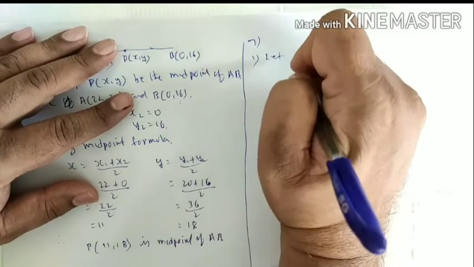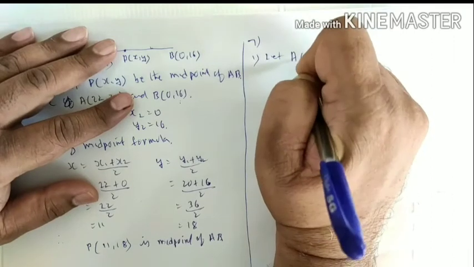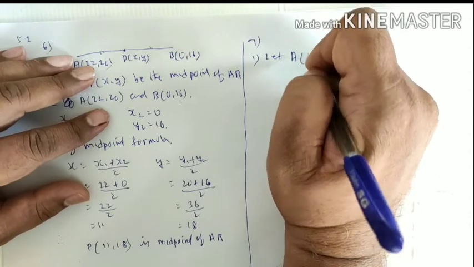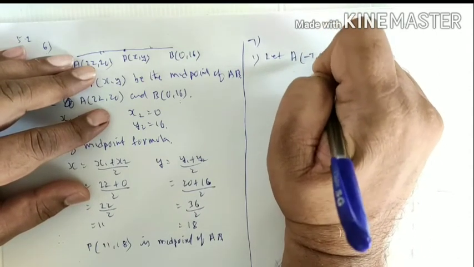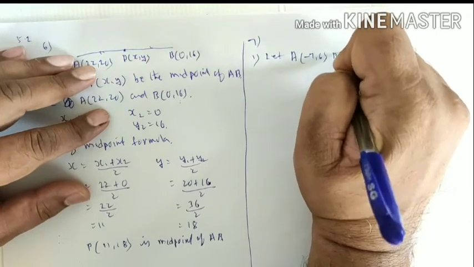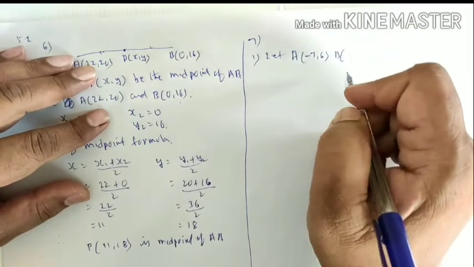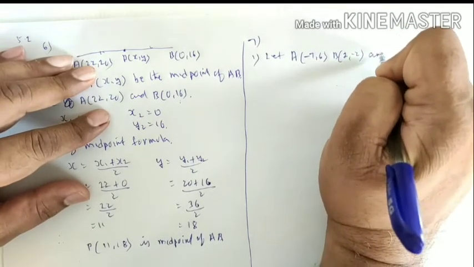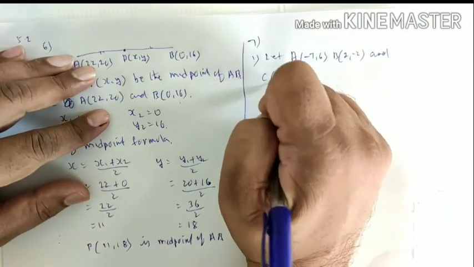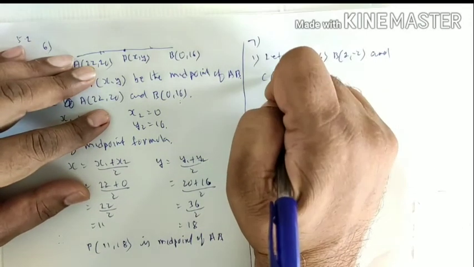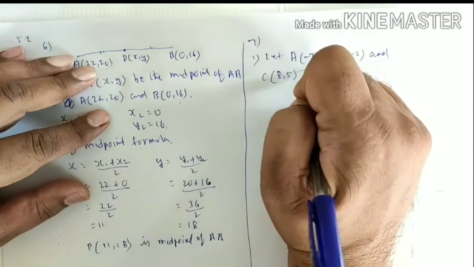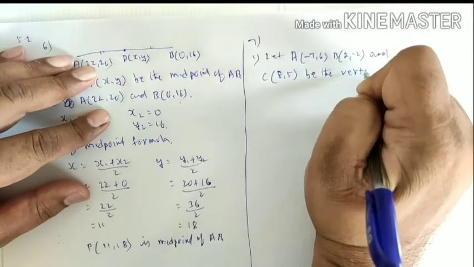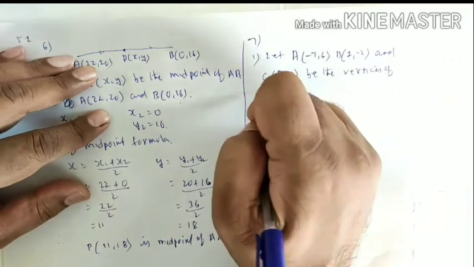We shall assume let A, the first vertex of our triangle, be (-7, 6). Next is B(2, -2). And C(8, 5) be the vertices of the triangle.